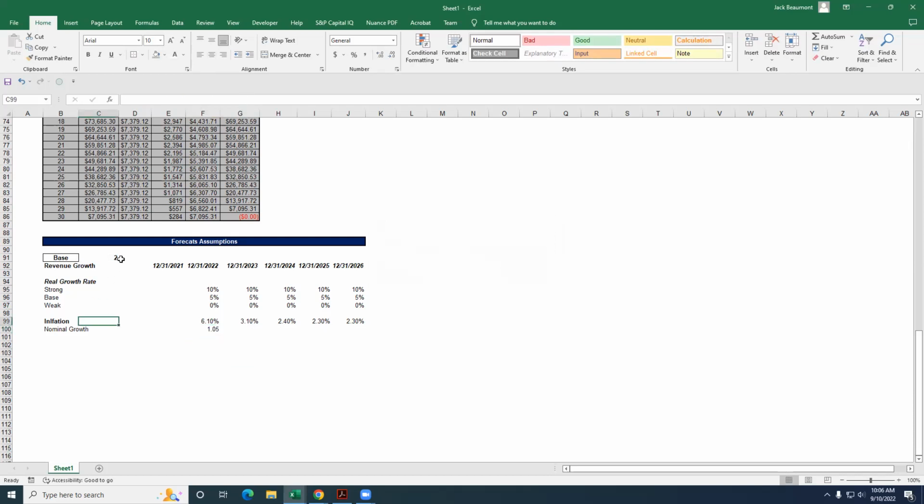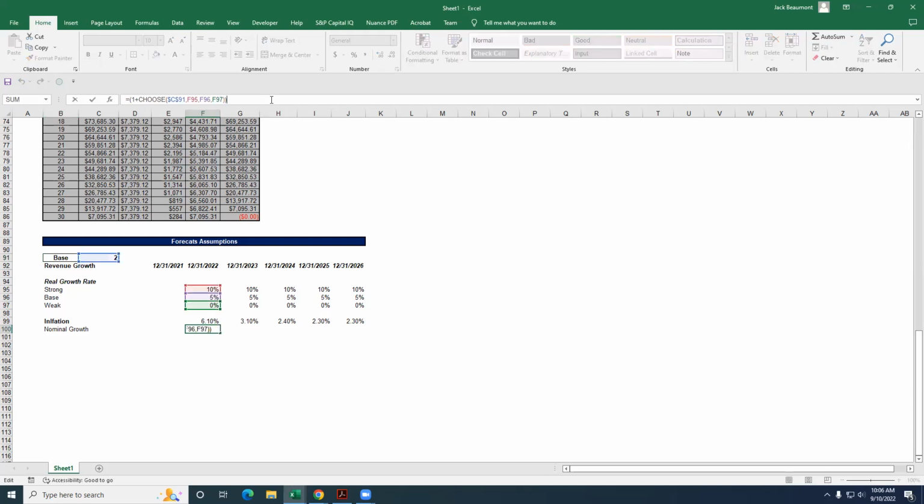So if I change this to strong, this changes to that. That's why we put a 1 in here, and then this is the value 1, value 2, value 3. So that's how that works. Okay, so let's build out. I want this back on base. Let's build out the rest of the formula.